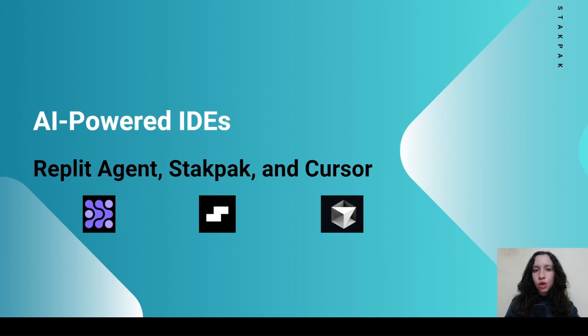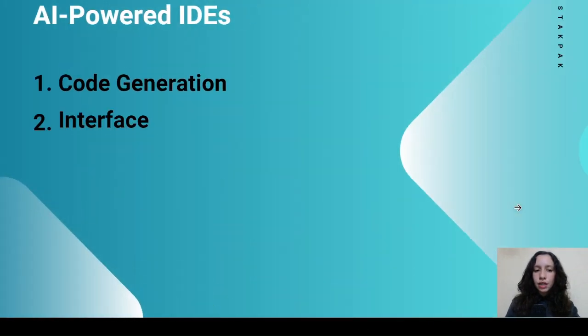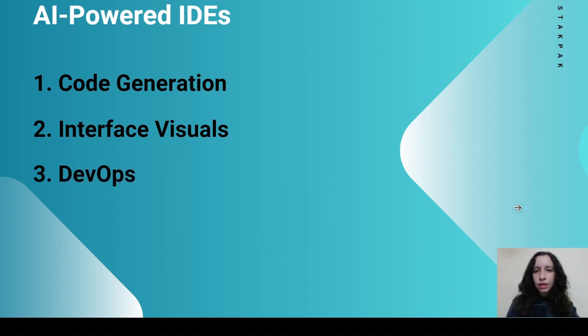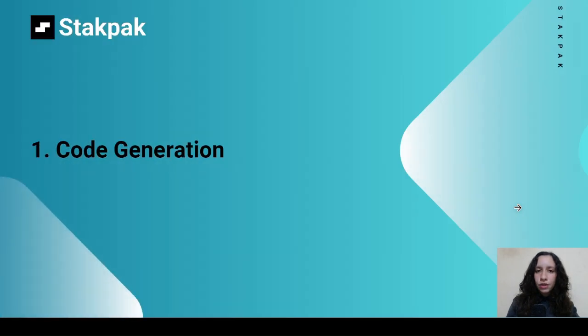We're going to explore how each one works, focusing on key features like code generation, interface visuals, and their role in DevOps. By the end of the video, you'll have a solid understanding of what makes each of these tools unique and when they might fit in your development workflow. So stick around for all the details. Let's kick off with the heart of any AI-powered IDE, code generation.